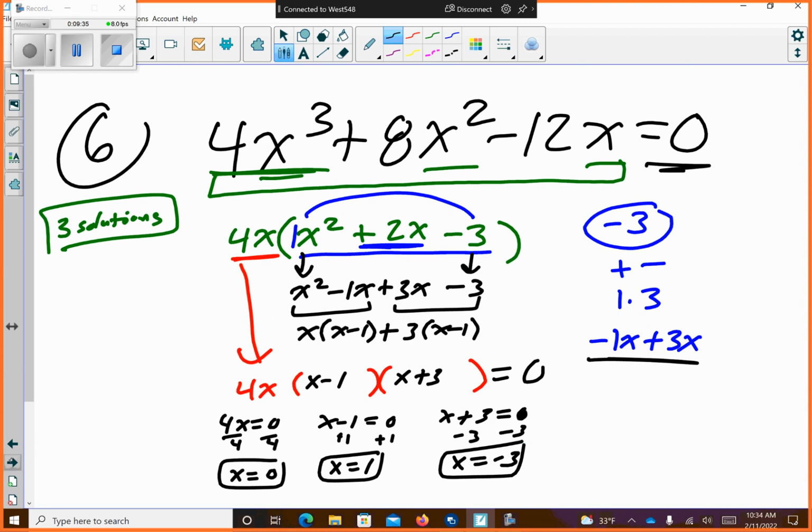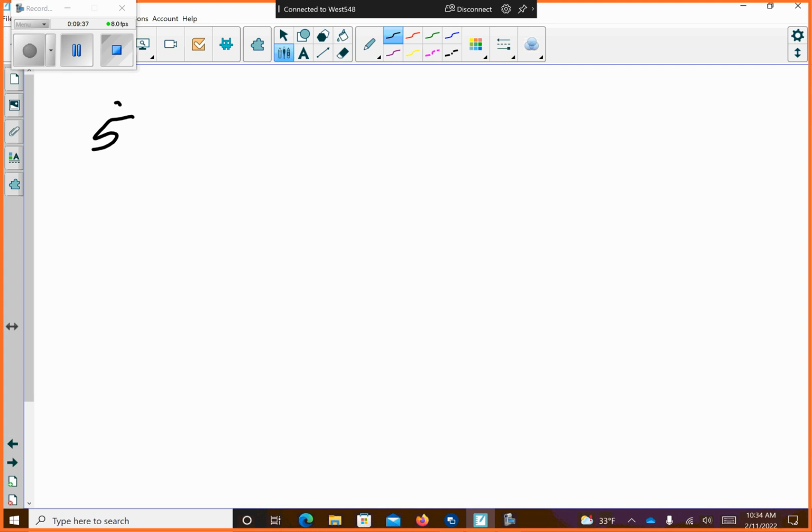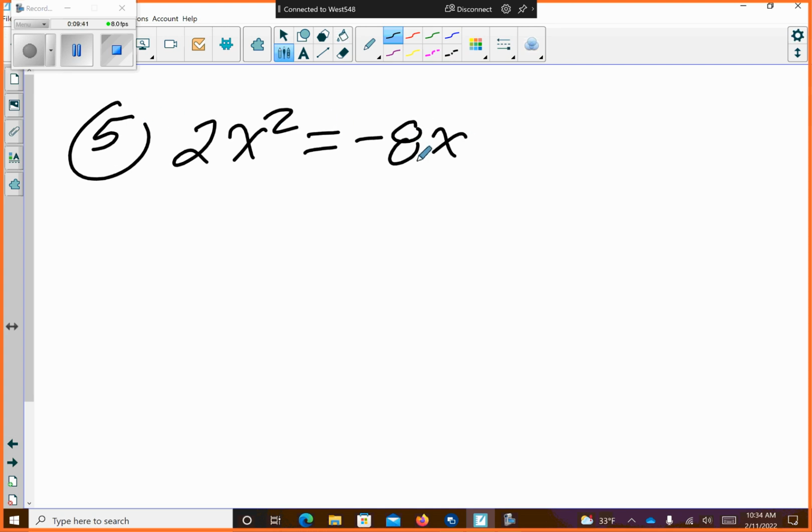Cool. Number 5, we have 2x squared equals negative 8x. So it's not equal to 0 right now. What I want to do is move the 8x over. So I'm going to add 8x to both sides. I cannot combine the 2x squared and the 8x. I can't make it bigger, so it's just going to be 2x squared plus 8x. Those cancel each other out, so that gives me 0.